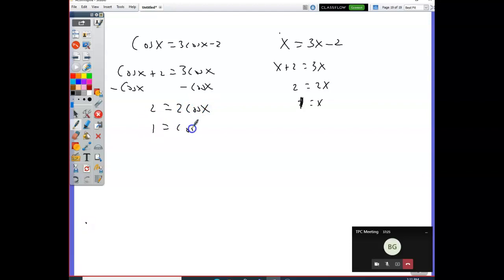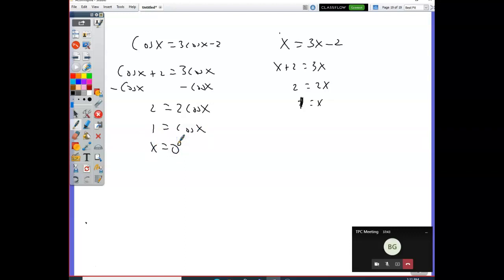I get cosine x equals 1. And then you arc cosine. Where does cosine give me 1? Well, cosine gives you 1 at 90 degrees, right? Or is that the wrong one? Oh, 0 degrees. Right. 0 degrees. So x equals 0 degrees.